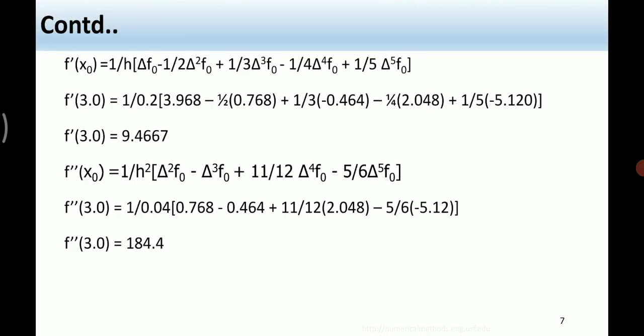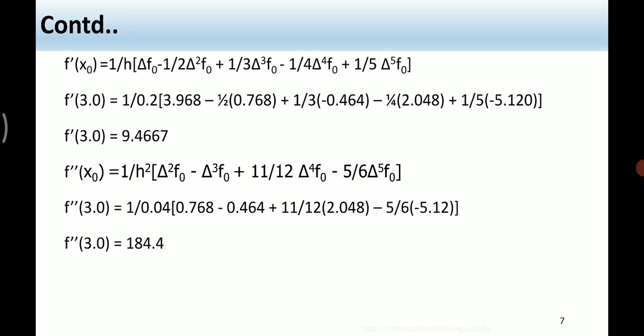So we have used that value 3.968 minus half into your delta square f0 value, that is 0.768, plus 1 by 3 into delta cube f0 value, which is minus 0.464, minus 1 by 4 into your delta to the power 4 f0 value, which is 2.048, plus 1 by 5 into minus 5.120. So we substitute all these values and we calculate it. Finally, we get the result, that is f dash of 3.0 is equal to 9.4667.